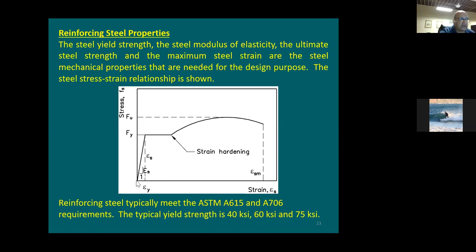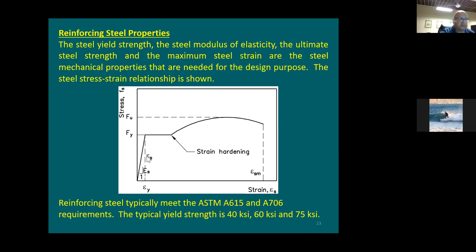But when it comes to the strain, I'd like to keep the strain between the zero point and this point. So as I said, I'm interested in three values. The first value is this F sub y. The second value is E sub s, 29,000 ksi, constant. And the third one is this strain at the yield point.